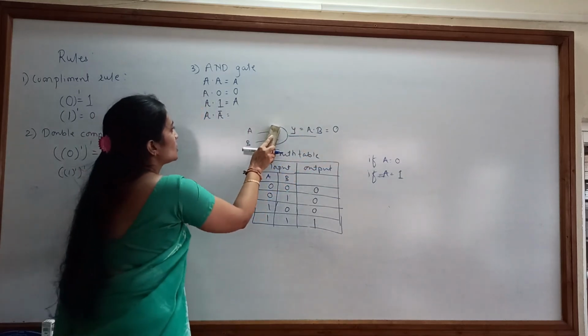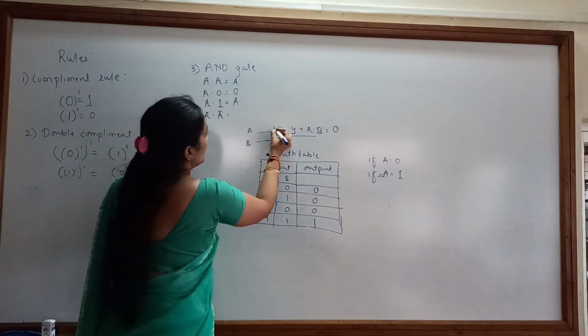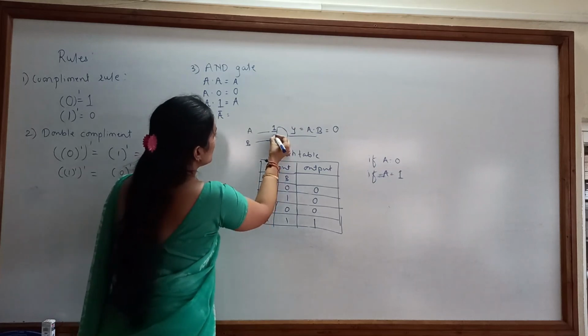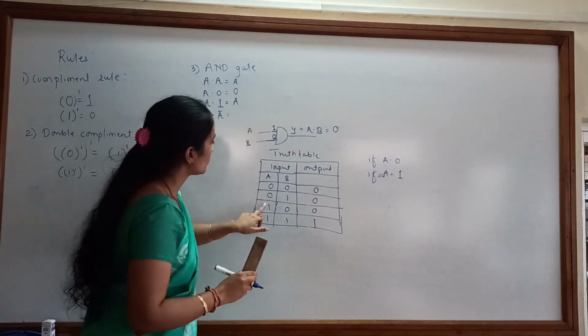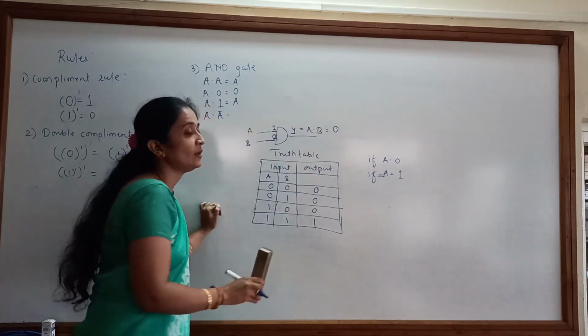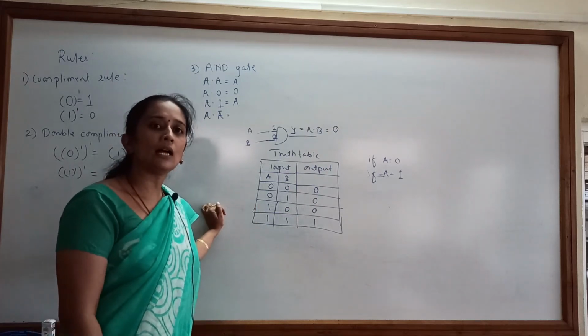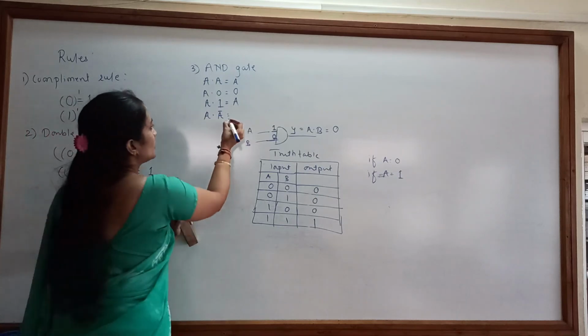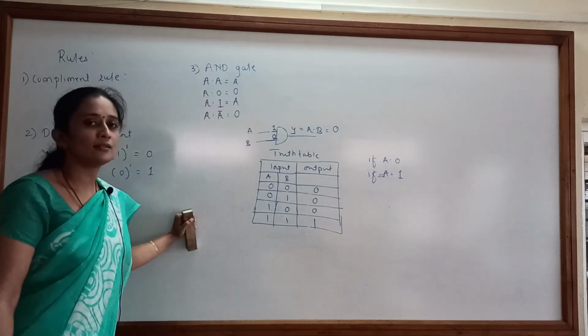If A is equal to 1, second value. Complement of 1 is again 0. 1 into 0 is 0. In both the cases, we are getting value 0. Means A into A complement, in any of the case, answer will be 0.